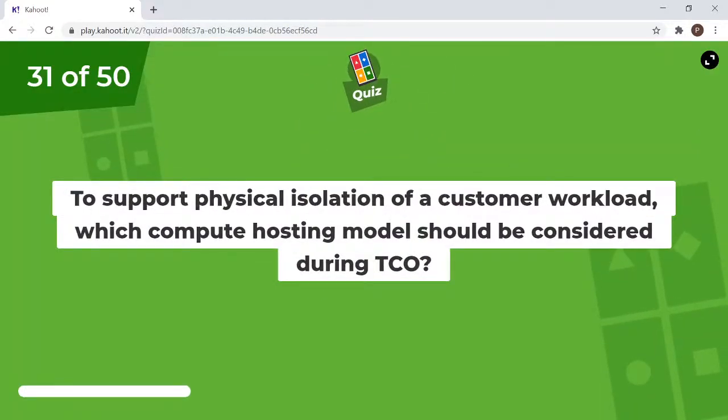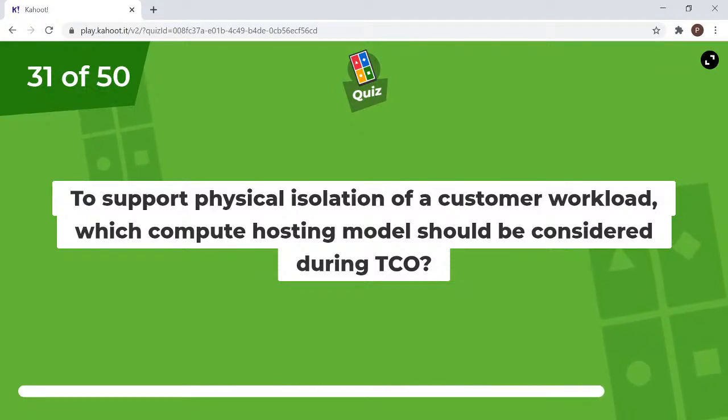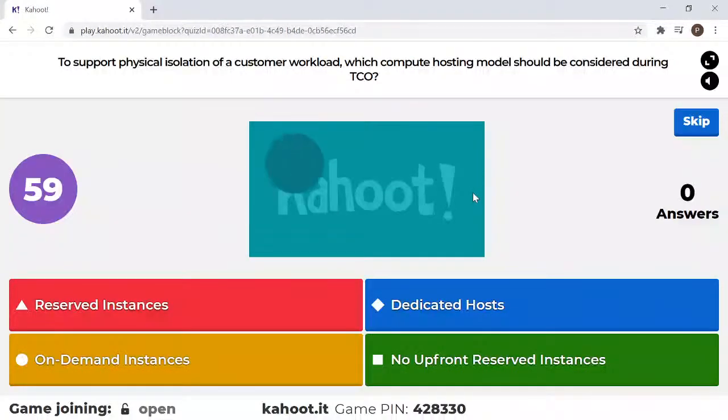Question number 31. To support physical isolation of customer workloads, which compute hosting model should be considered during TCO? Is it reserved instances? Is it dedicated hosts? Is it on-demand instances? Is it no upfront reserved instances?